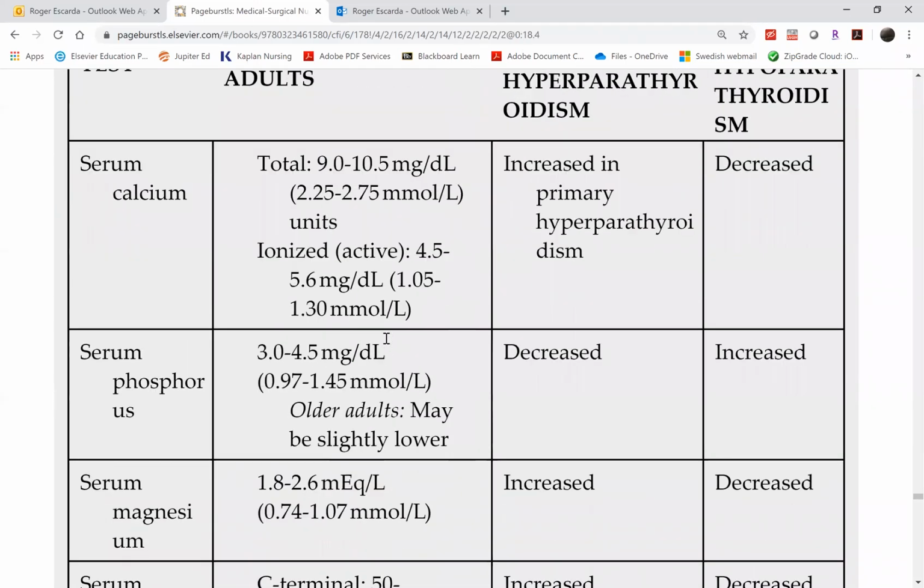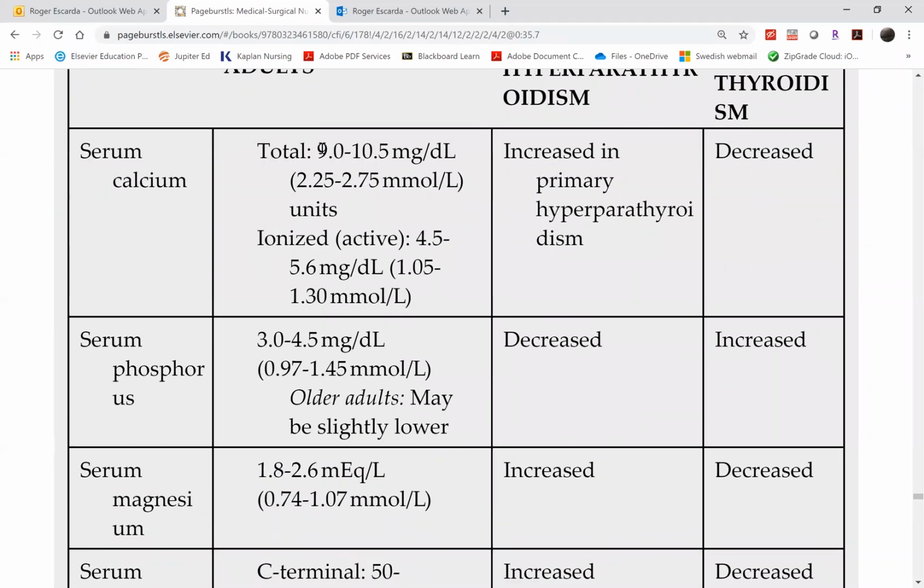This should be the same in your book, I hope, not different. Is it the same? Okay, very good. All right. So we will only do the total calcium. Okay, no need to memorize the ionized calcium.